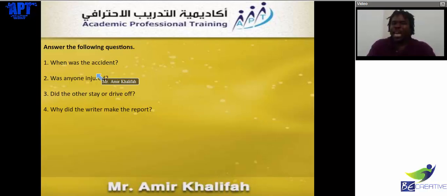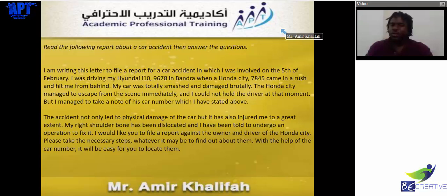When was the accident? Was anyone injured? Did the other driver stay or drive off? Why did the writer make the report? So these are our 4 questions. Now let's reread the text and then we will extract our answers from the text, okay? So when was the accident? Was anyone injured? And did the other driver stay or drive off? And why did the writer make the report?